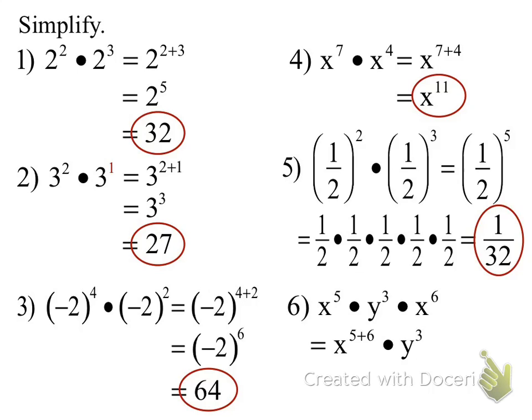Can I add the 3 in there? Because it's not the same base. Remember, this rule is only for multiplying like bases with exponents. So it's x to the 11th, y to the 3rd. Notice, when the variable's next to it, I don't need to write the big dot. It's repetitive. Next to means multiplication. Questions?